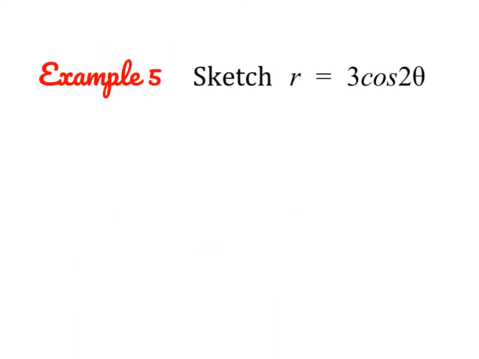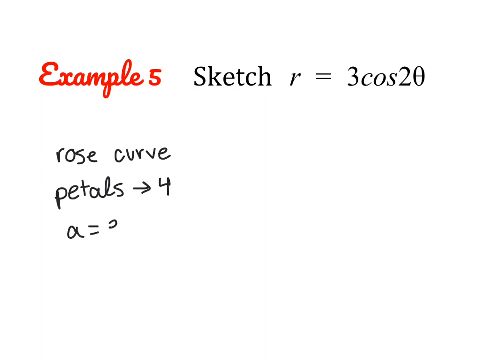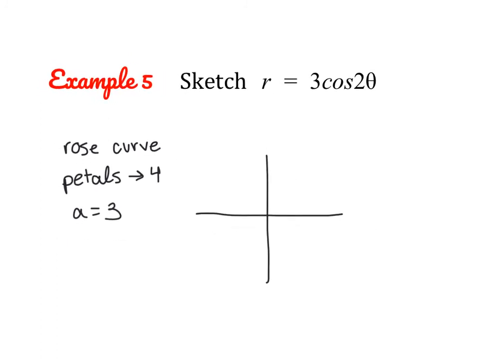All right, let's try one more together. So here we can see that we're going to have another rose curve. And this time our n value is 2, which means the number of petals for this curve is going to be double that. We're going to have 4. And our a value is 3. We also know that our graph should be symmetric about the polar axis because it involves cosine. So I'm going to give myself 3 rings for my graph. You can check a point if you would like.